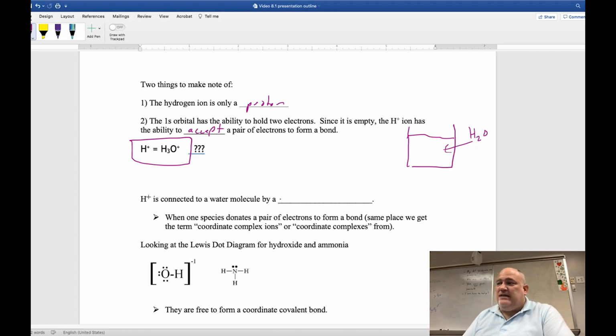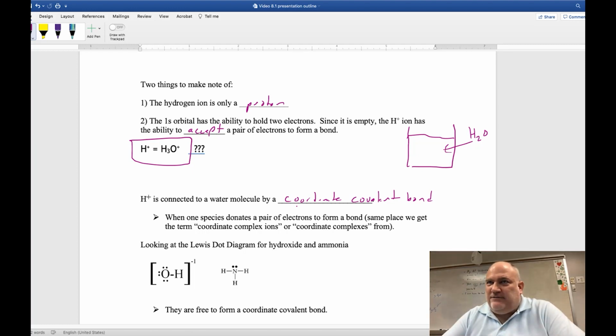Now, how does that happen? Well, we say that the H plus is connected to a water molecule by a coordinate covalent bond. That is when one species, and in this case it's going to be water, donates a pair of electrons to form a bond. So it's really the best kind of sharing if you're receiving.